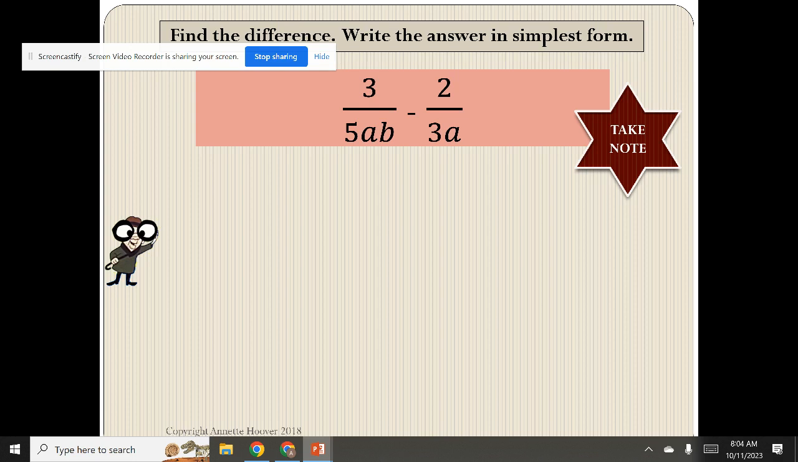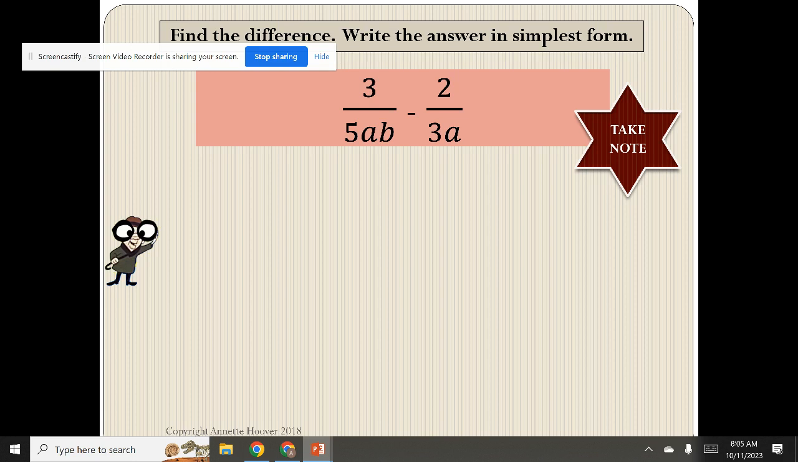So if I look at this first 5AB, what do I have to multiply it by to get 15AB? I have to multiply it simply by 3. So I multiply the top times 3, and that would be 9. On the next one, I have 3 times 5 equals 15, and the B is missing. So think about it. If you multiply 3A times 5B, that would be 15AB, which is our denominator. So we have to multiply the top also by 5B.